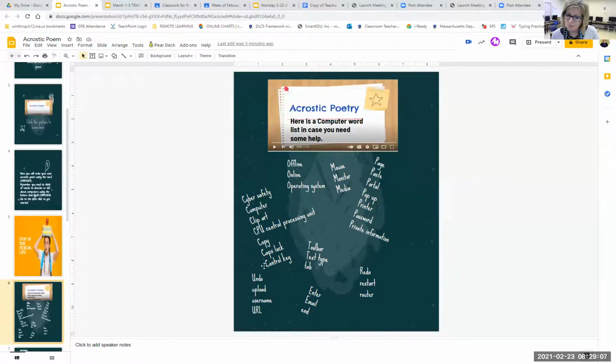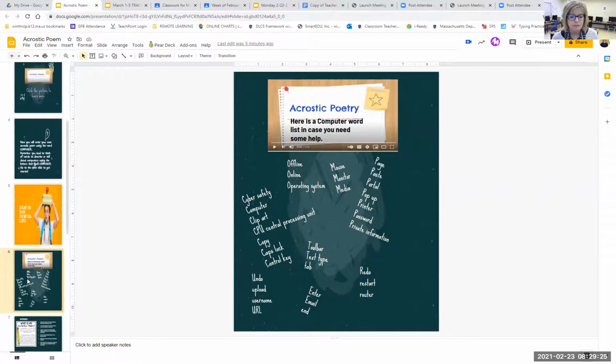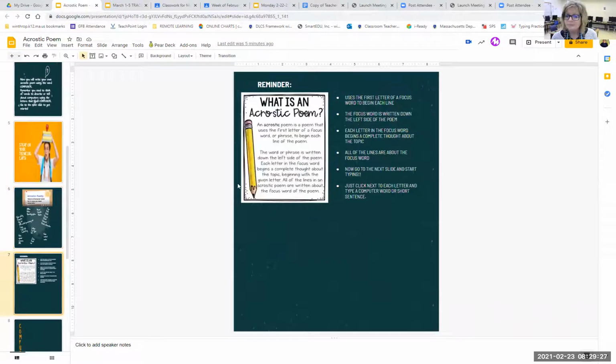So I have some that begin with C. I have a few with O and M. There's your list with the letter P. There's a few U words down here, T, a couple of E words, and then R. So I've given you some choices, but again, you don't have to use these. You can come up with your own. That's on slide 6. Slide 7 is just a reminder about what an acrostic poem is.